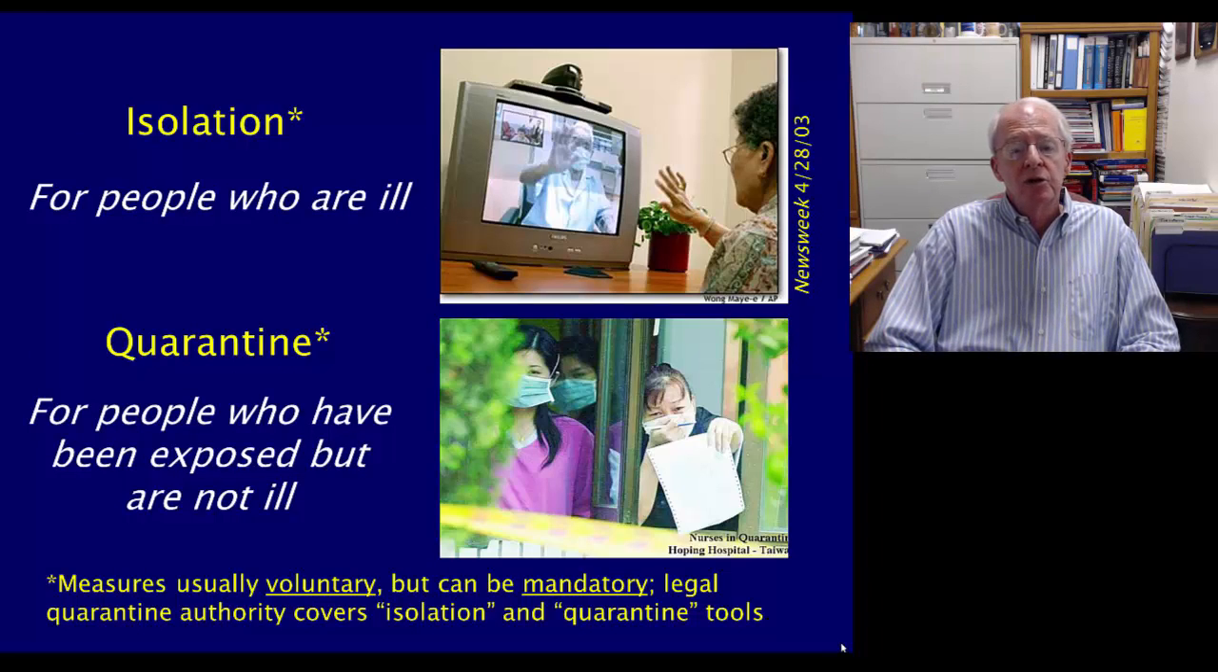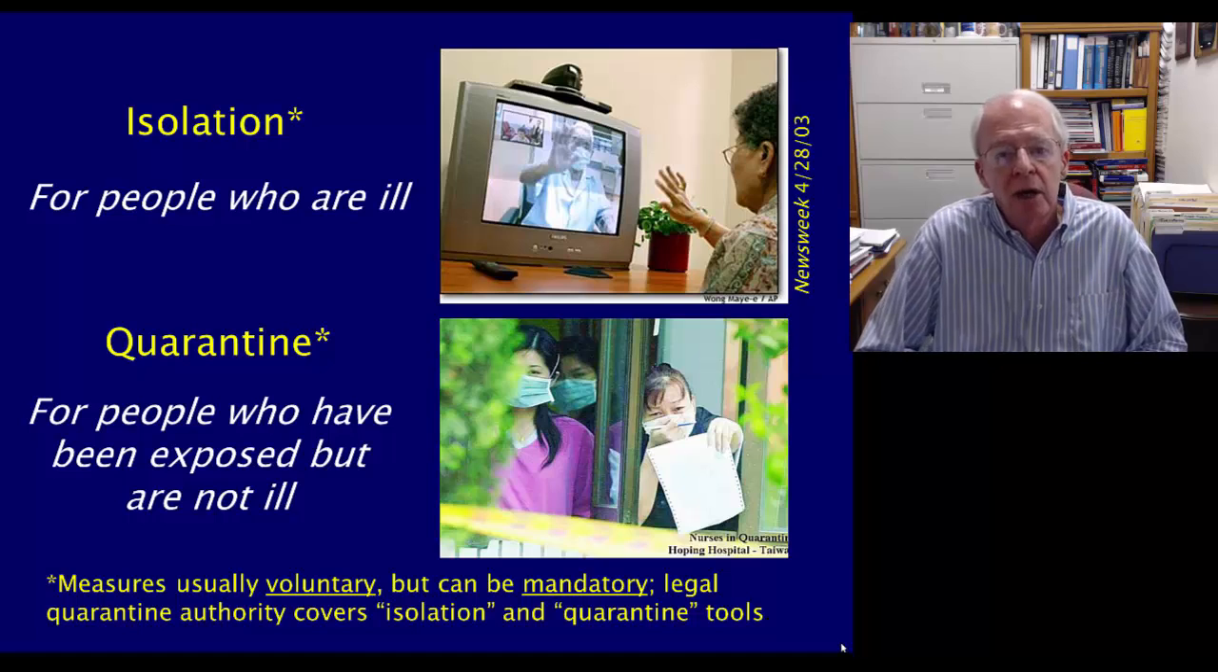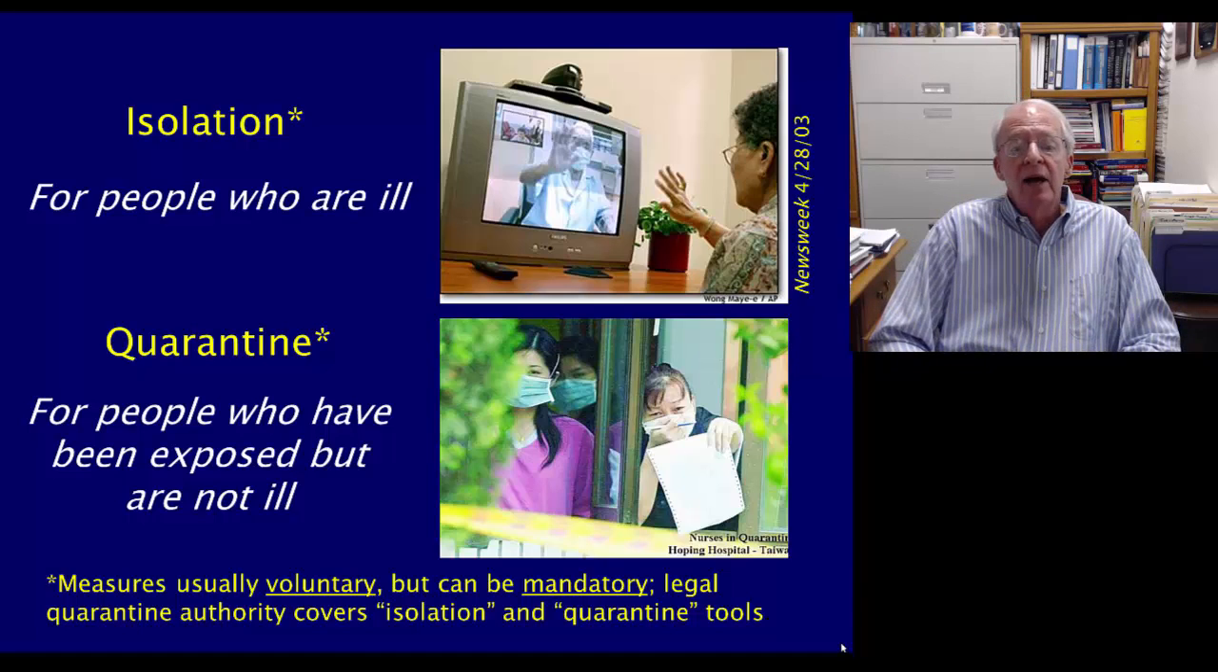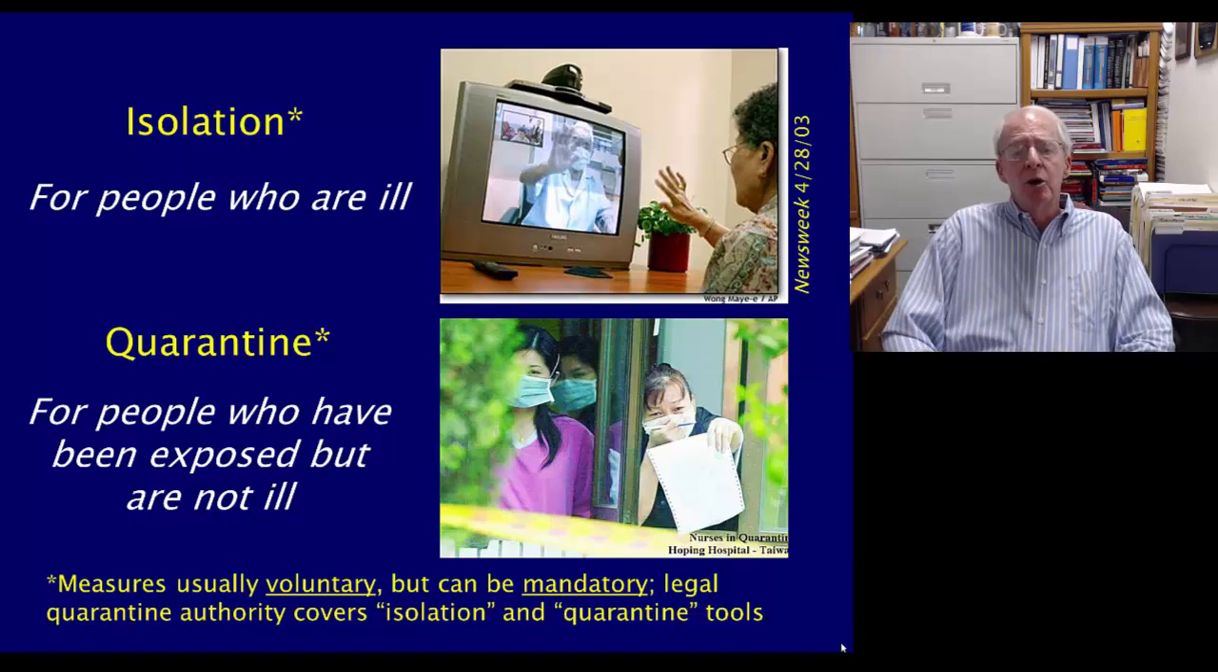Because no countermeasures were available, no drugs, no vaccines, and in the early days, no rapid diagnostic tests for SARS coronavirus, the response relied on tried and true public health measures: disease surveillance, identification of ill individuals and isolation of them, and quarantine of individuals who had been exposed to infected patients but had not yet become ill. It's important to appreciate the difference in the terms isolation and quarantine.